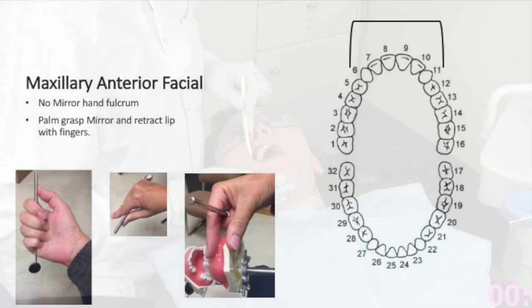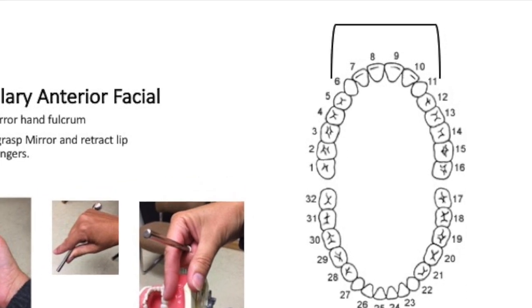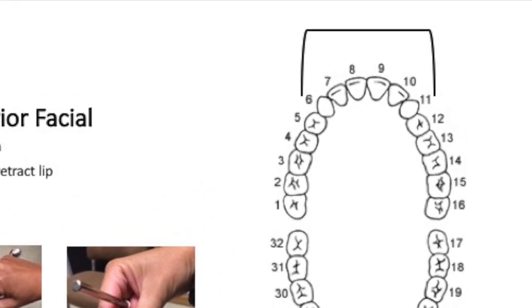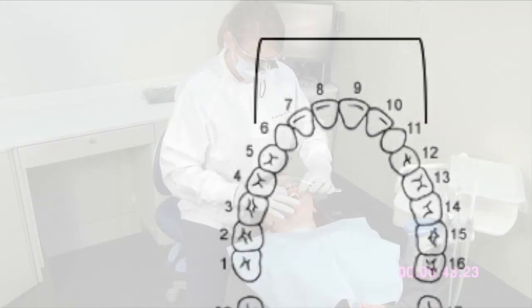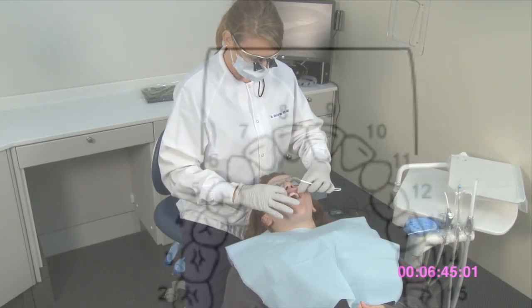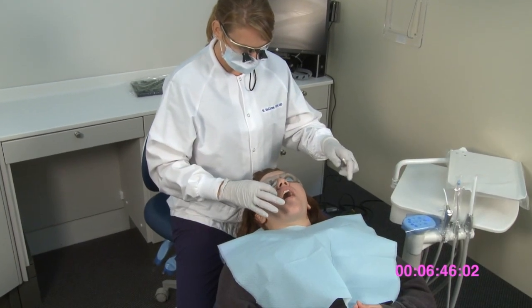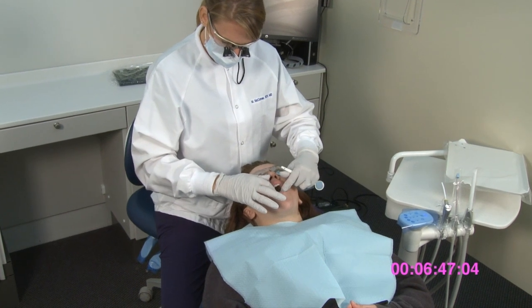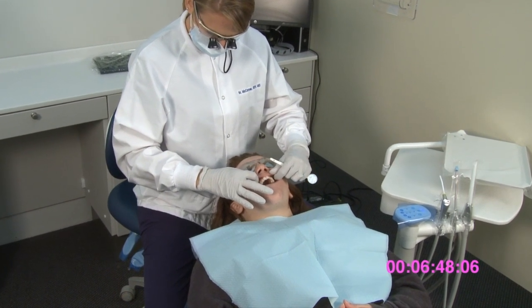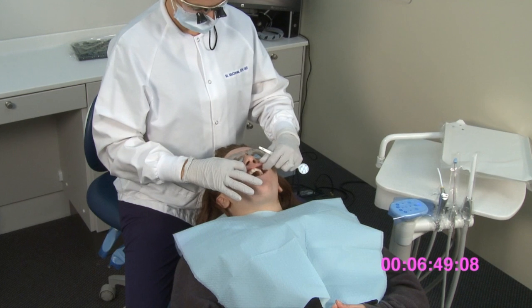Maxillary anterior facials, there is no mirror fulcrum. The lips are retracted with the fingers, and the mirror is in a palm grasp. The patient's head is in neutral position with their chin and neck in a level position. The clinician will sit between the 11:30 and 12 o'clock seating position.